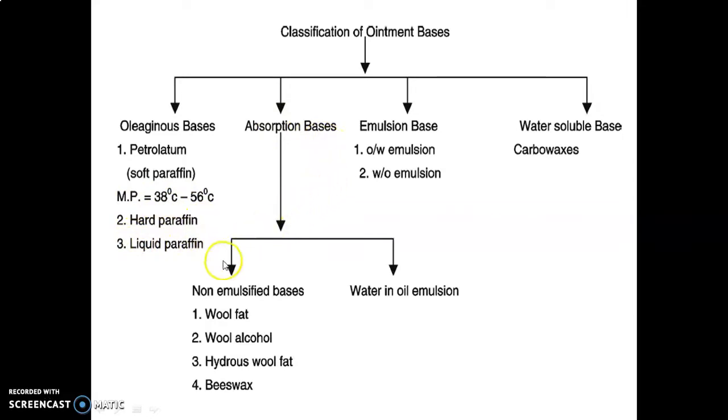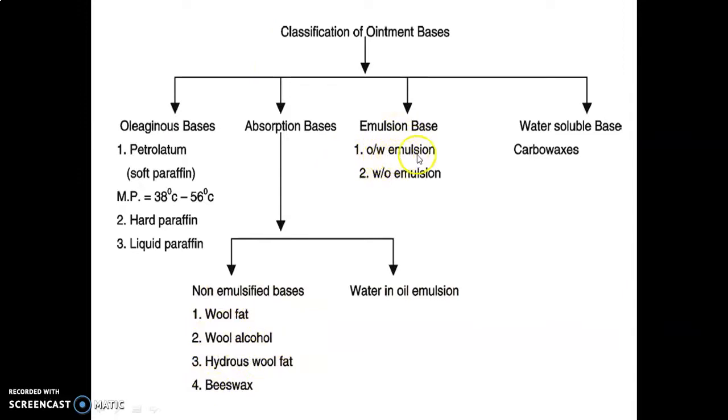Absorption bases are again classified into two types, that is non-emulsified bases, and the second one, water in oil emulsion, that is W/O emulsion, in which water is the internal phase while oil acts as the external phase. Non-emulsified bases are of four types, for example wool fat, wool alcohol, hydrous wool fat, and beeswax.